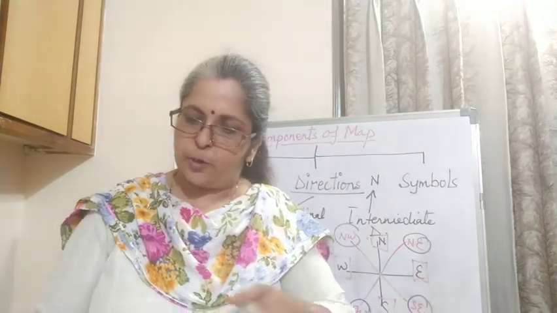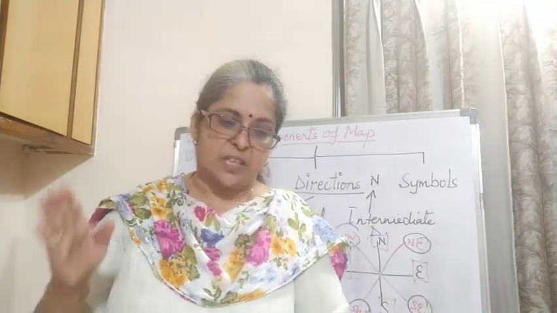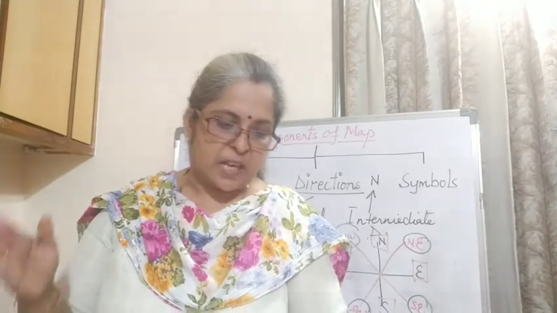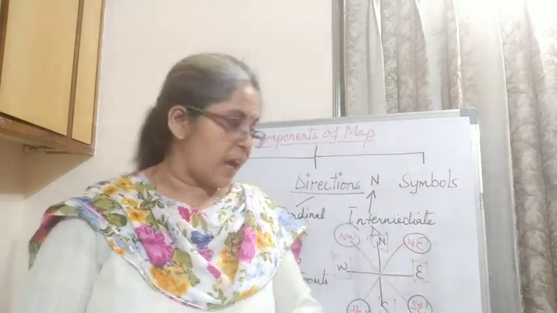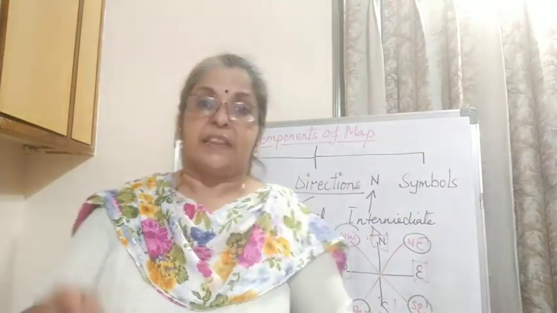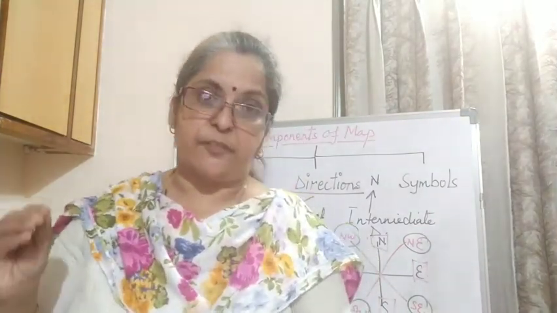Already I explained to you. There are four major directions: north, south, east and west, known as cardinal points. The other four intermediate directions are all these which I circled. Okay. The directions of the community center, of the playground.